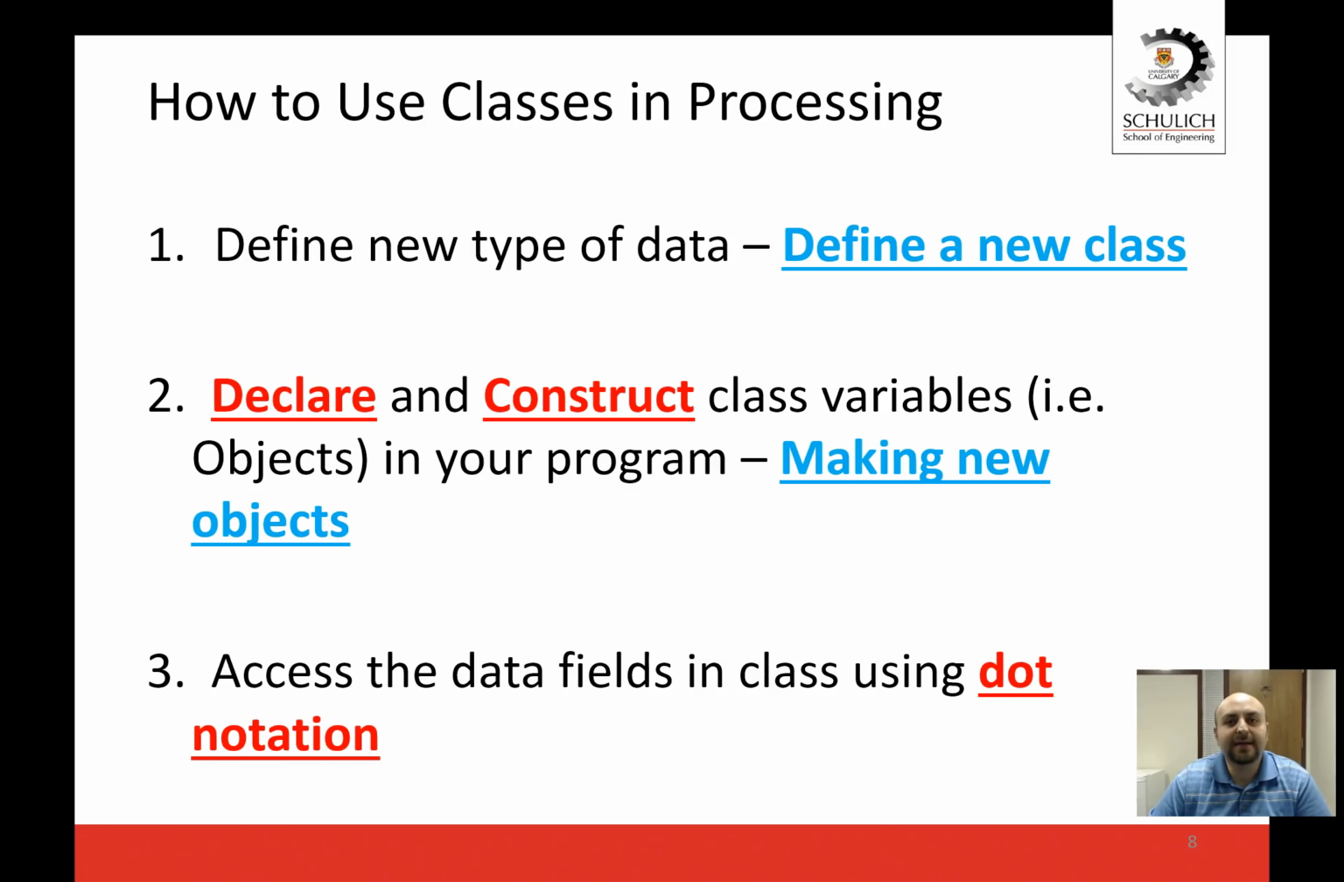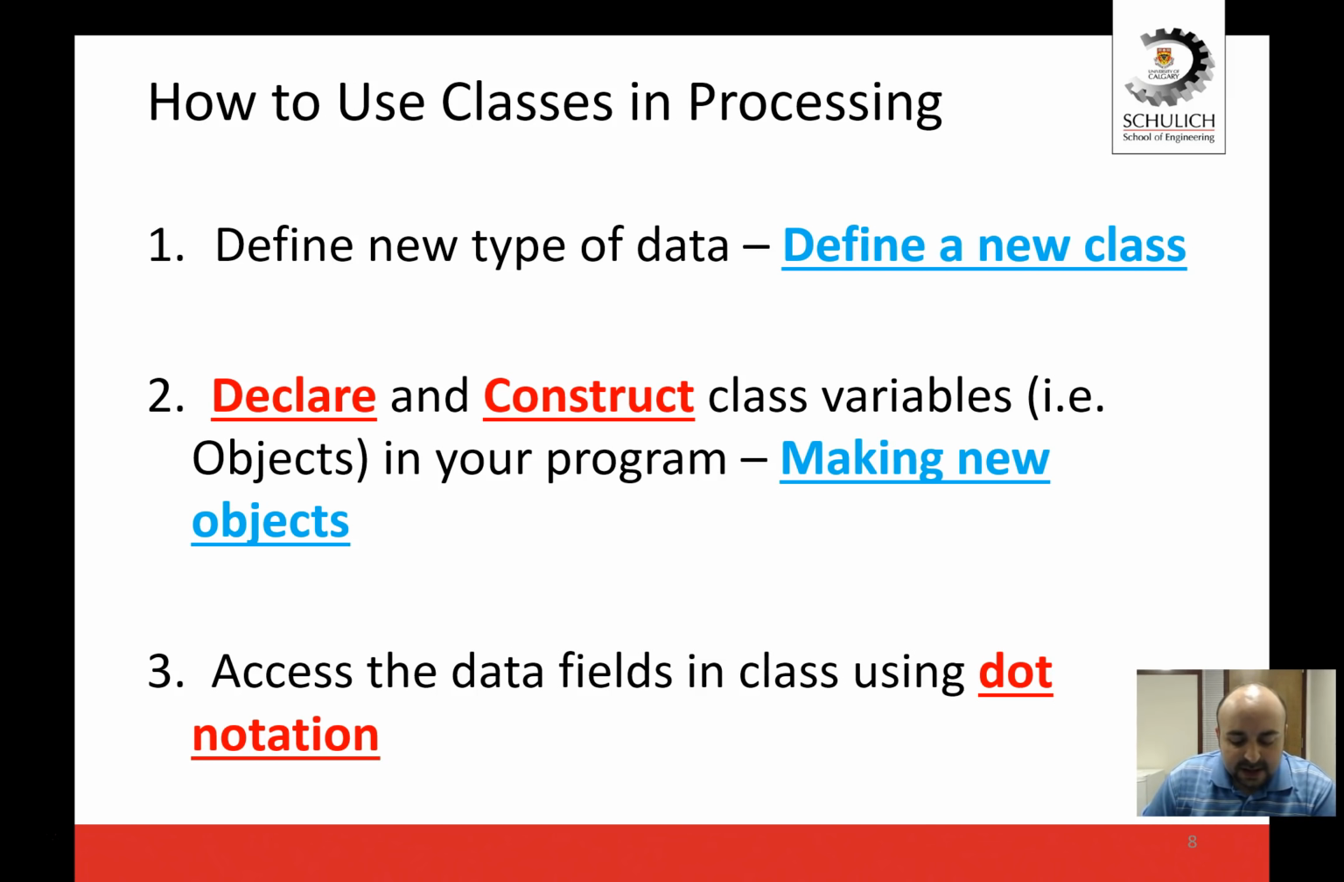Now that we know what classes and objects are, let's see how to use classes in Processing. In order to use classes in Processing, we have to follow 3 steps. Number 1 is to define a new type of data, which is to define a new class, such as we did with defining class student in the last example. Number 2 would be to declare and construct class variables, which is making new objects. And such as what we did with object Z, which was of type student.